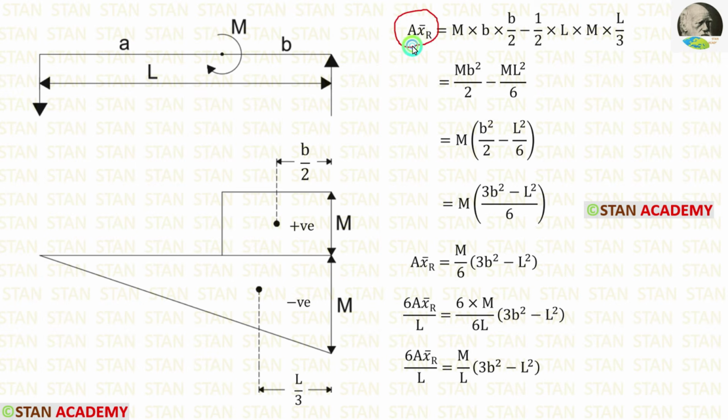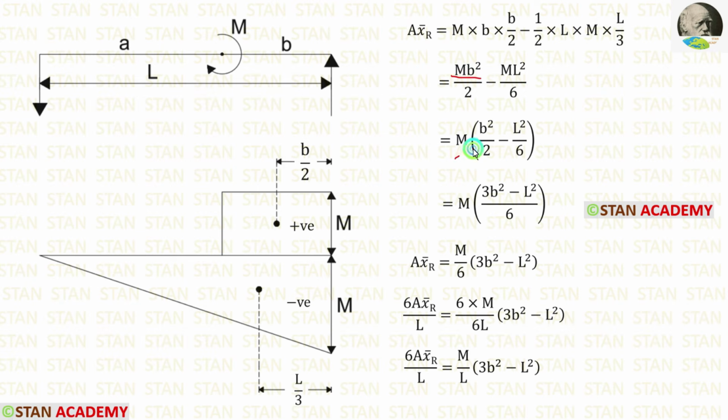Now let us calculate A x bar right. We have already seen the area formula. Let us calculate the distance from the centroid. Now we are calculating the centroid on the right side. For this, the centroid is b by 2. For the triangle, the centroid is L by 3. We can apply that. Finally, we are getting this.